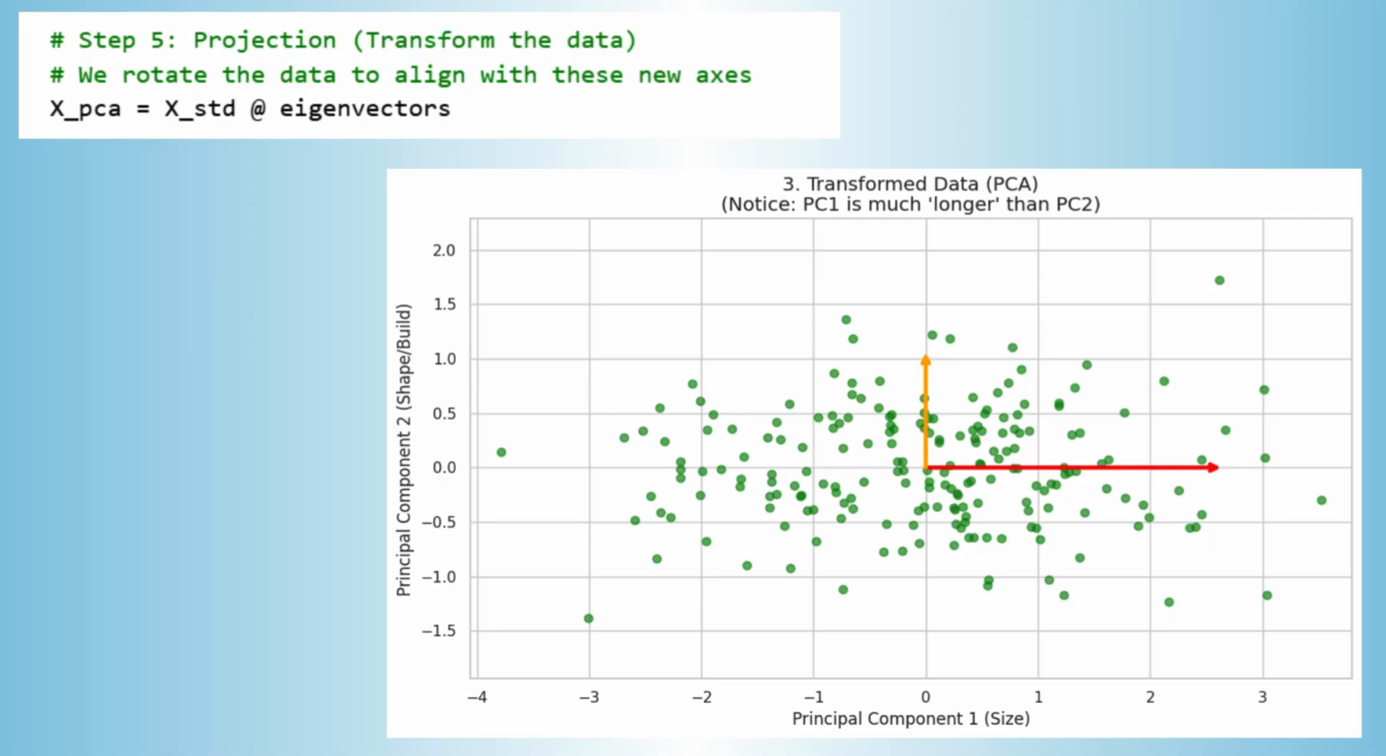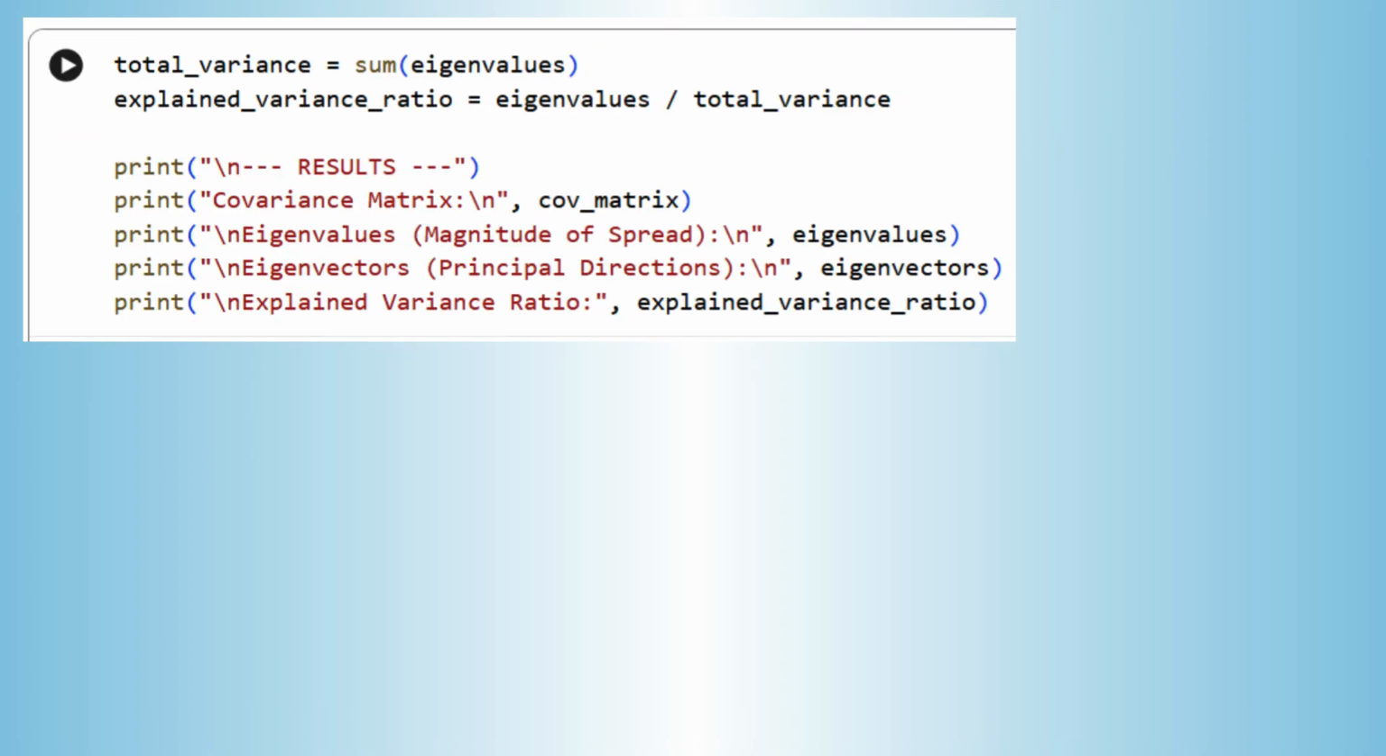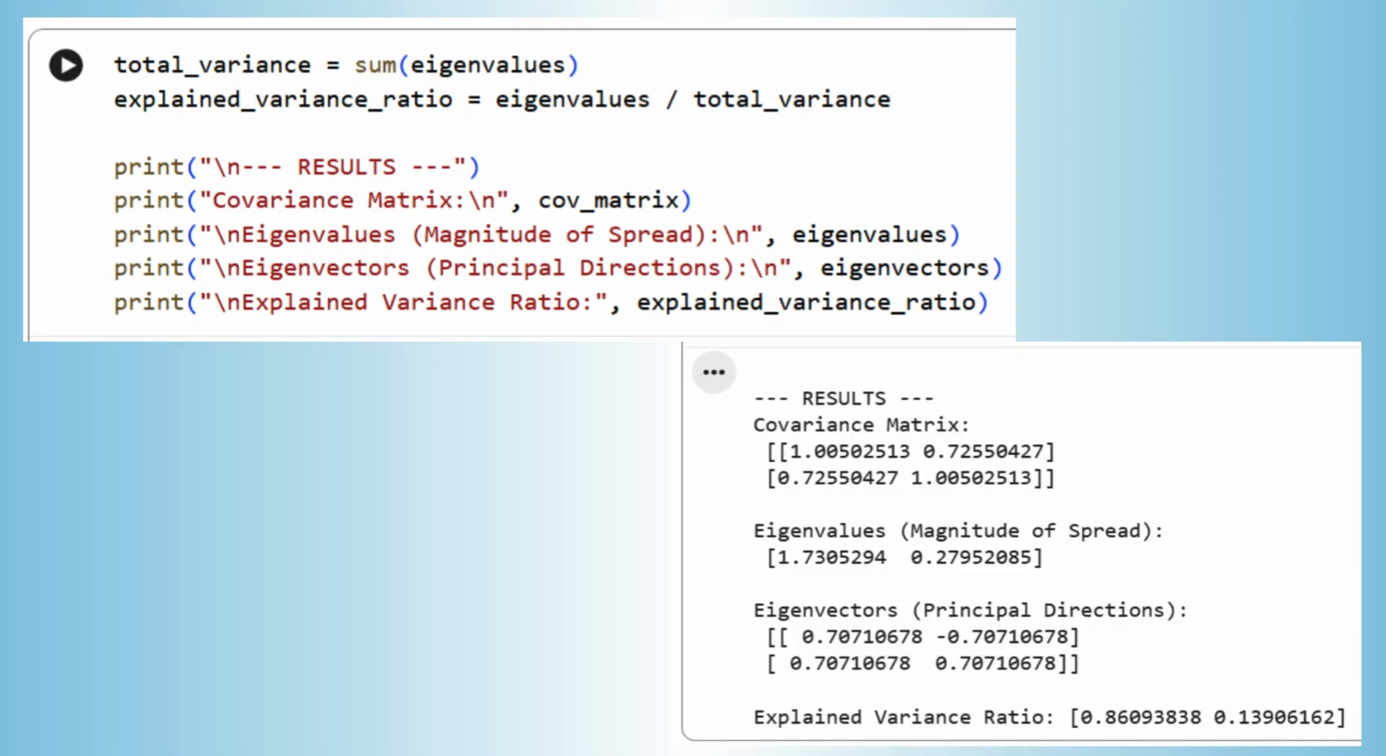How do we know how much information that is? We check the explained variance ratio. PC1 captures 86% of the variance. This means we can throw away the second dimension and still retain 86% of the signal. In a 10-dimensional dataset, it allows us to compress massive data into a few simple axes.